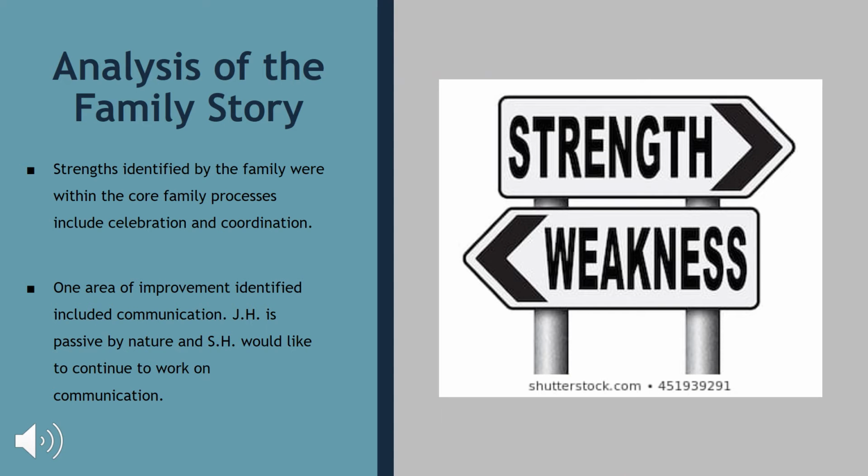When identifying the strengths and weaknesses of this family using the core family processes, we learned that their strengths are celebration and coordination. One area of improvement that was identified through the assessment was communication. JH is pretty passive and he's pretty quiet, and they both identified that they'd want to work on communication in the future.